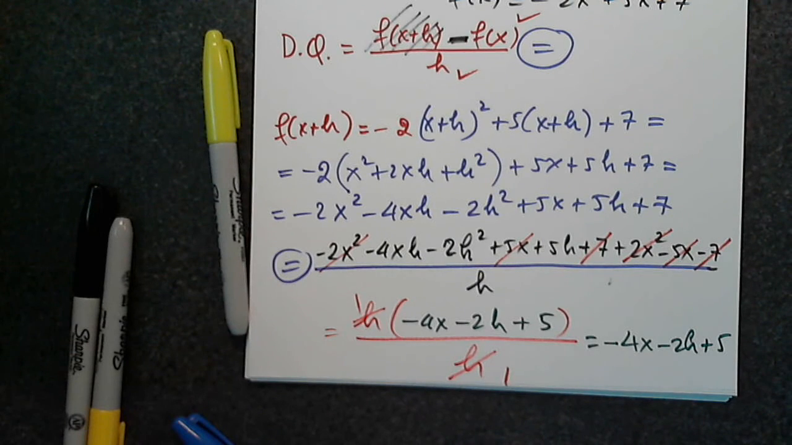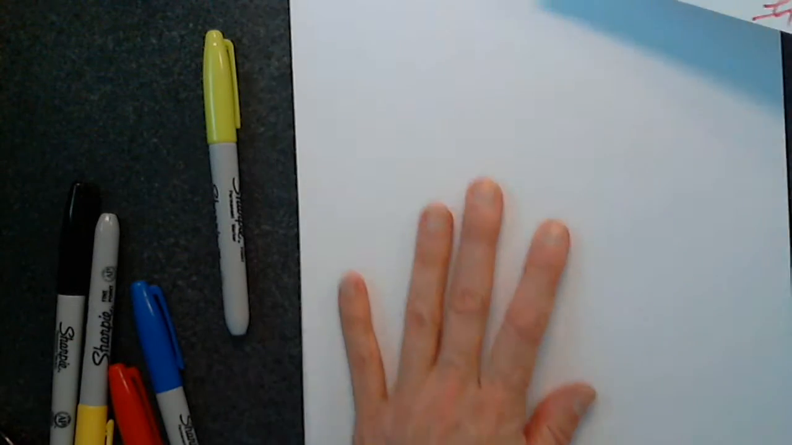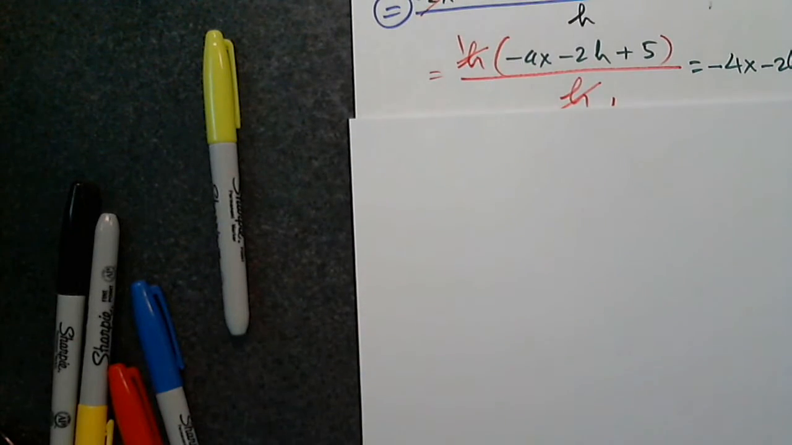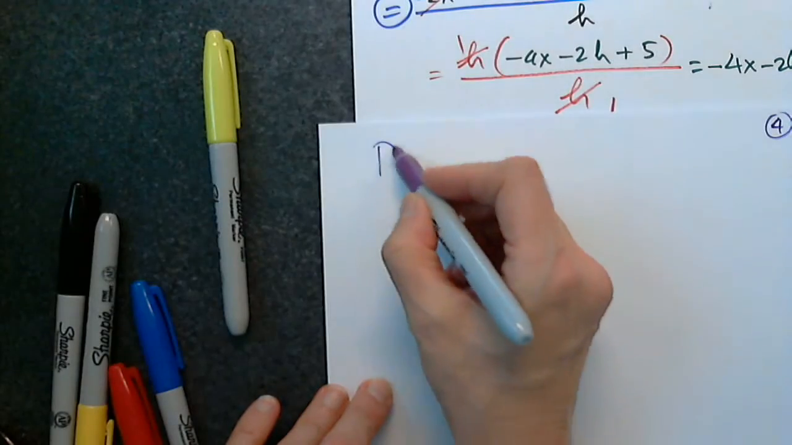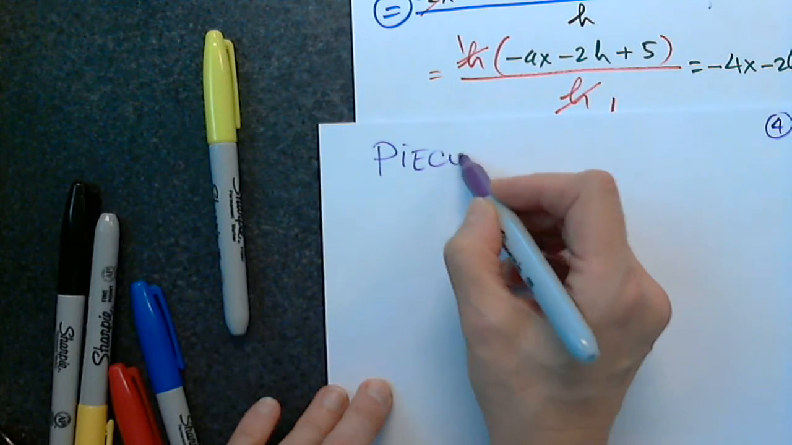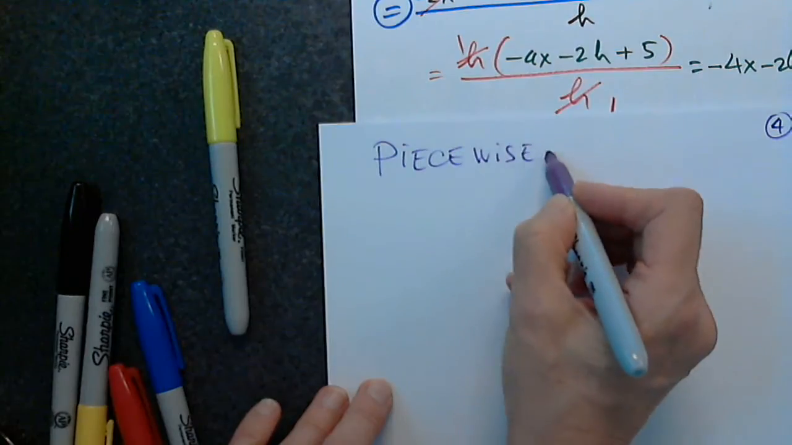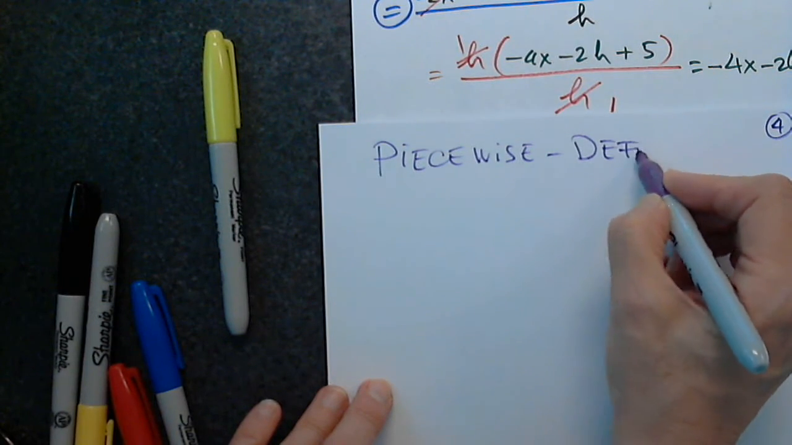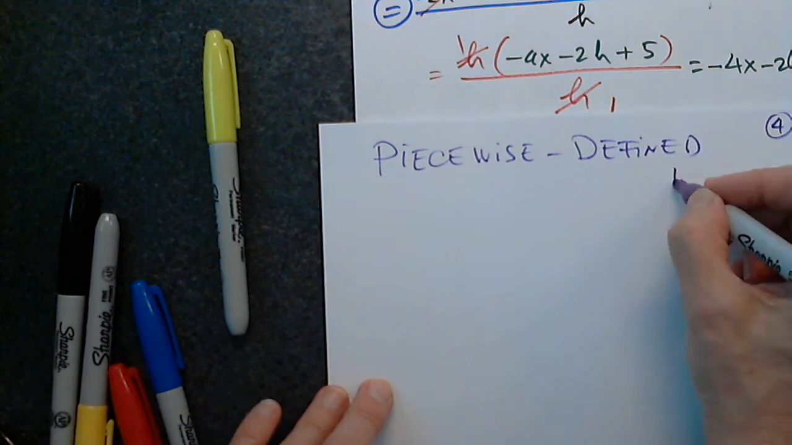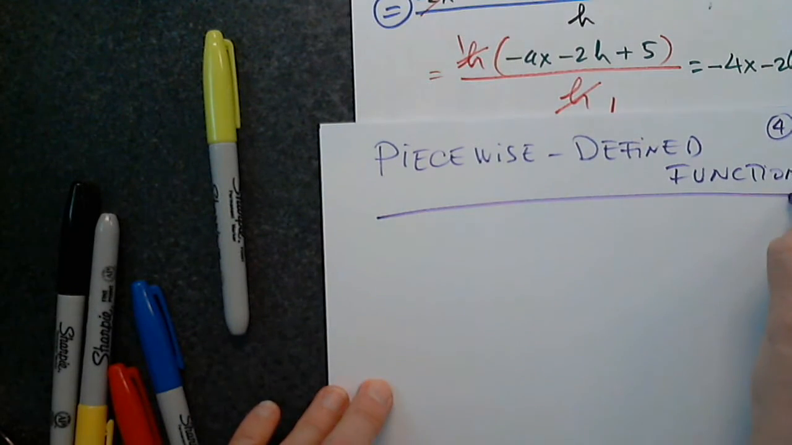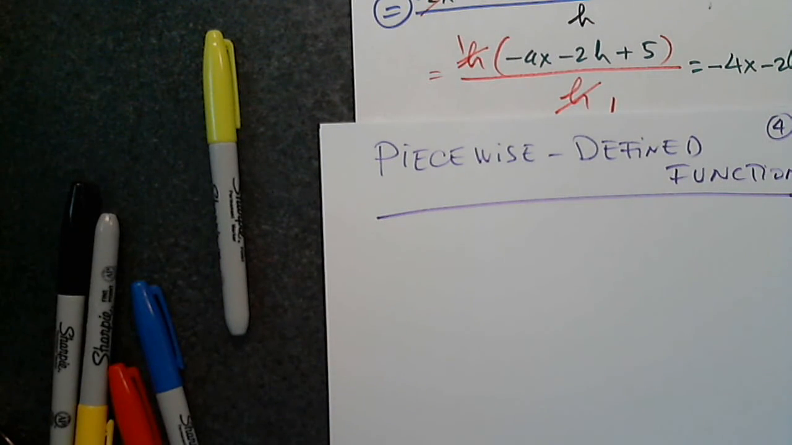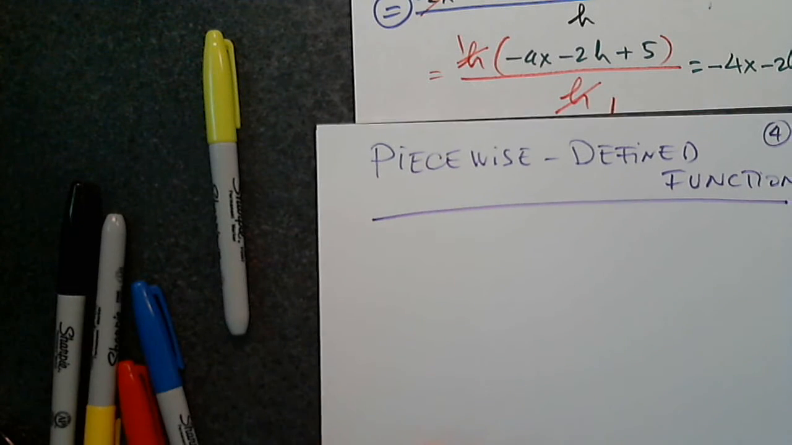So one other topic before we move on to review 2.3 and 2.4. But we'll do everything. One other topic I should say is what is called the piecewise defined function. Piecewise defined function.